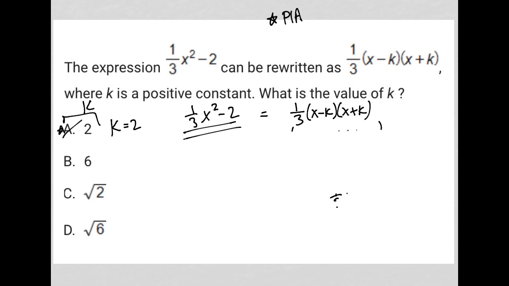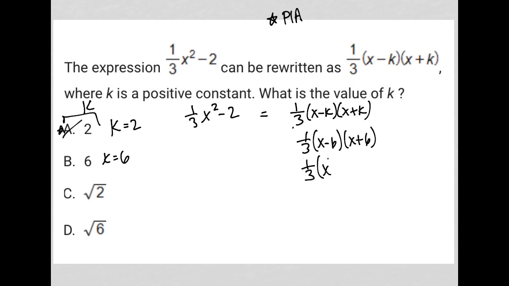We do the same thing for choice B, where we say k is equal to 6. So I'd have 1/3 times x minus 6 times x plus 6. That gives me 1/3 x squared minus 36. I distribute the 1/3 across. I get 1/3 x squared minus 12, which again is not congruent to 1/3 x squared minus 2, and that will be the reason why B is gone.